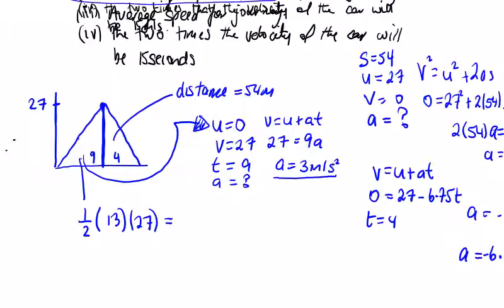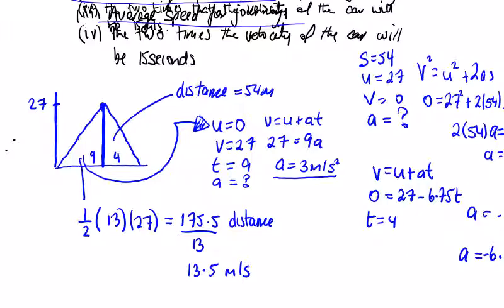So half of 13 by 27 is 175.5, and we're looking for the average speed, so that's my distance divided by time, which is 13. 13 13s is 169, which leaves 6.5. So that's going to be 13.5 meters per second for my average speed.